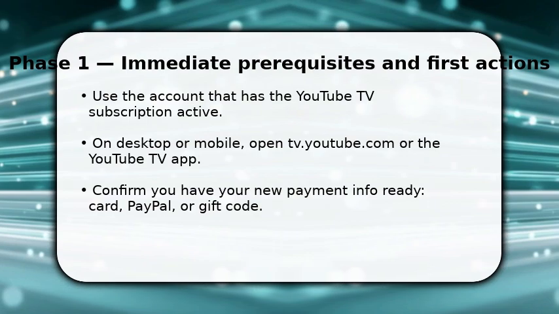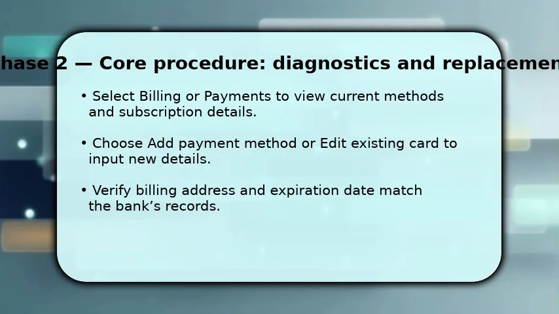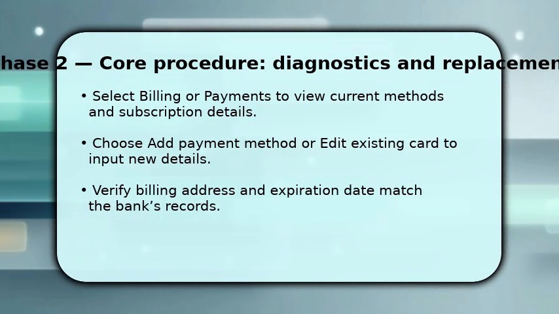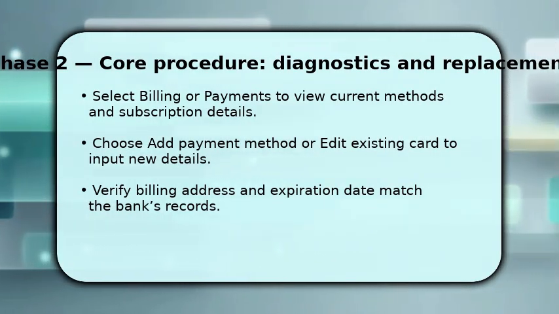Now, under Billing, locate Payment Methods and click Add or Edit. This is the technical step where you enter the new card or link PayPal. Enter the card number, expiration, CVV, and the billing address exactly as your bank records them. This prevents declines. Once entered, choose Set as Primary if it should replace the old one.